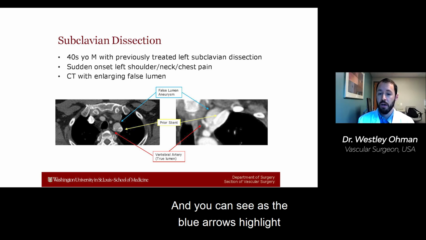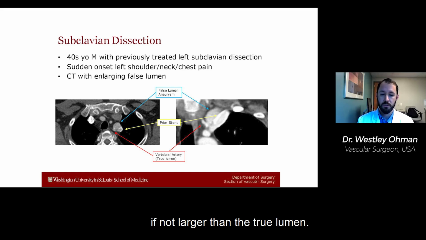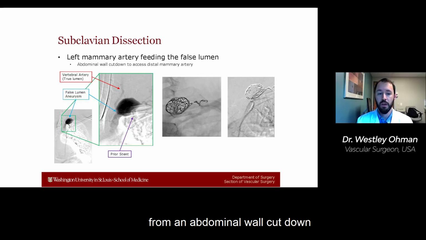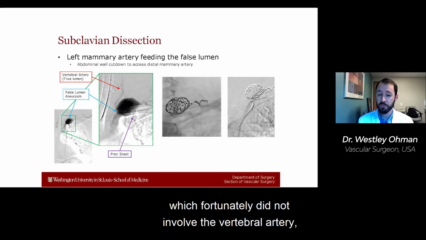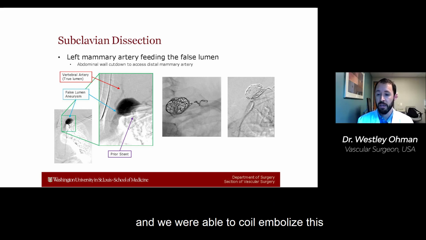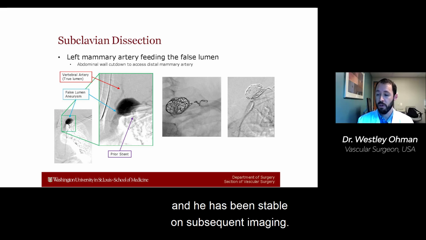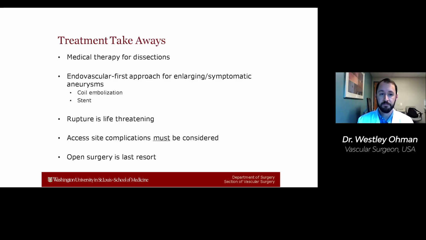You can see, as the blue arrows highlight, that the false lumen is roughly the same size, if not larger, than the true lumen. So he underwent embolization of this from an abdominal wall cut down, due to no real safe way to access the subclavian artery false lumen, which fortunately did not involve the vertebral artery. We were able to coil embolize this, and his pain resolved, and he has been stable in subsequent imaging.